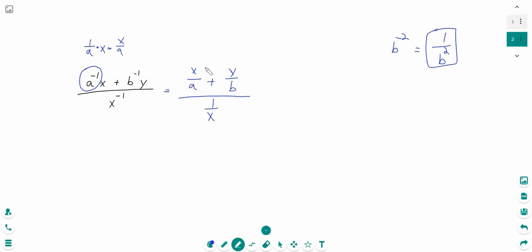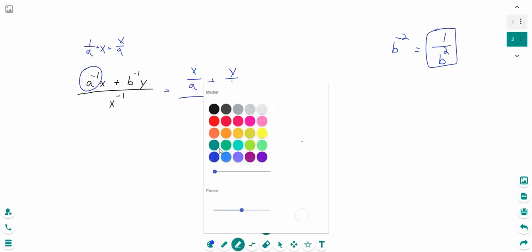We have a numerator where there is a sum going on of fractions, and we want that to be in a single fraction so that we can actually divide this out. So this is probably a good point to pause the video and try to continue this problem on your own, and then we'll see if you got the answer correct.